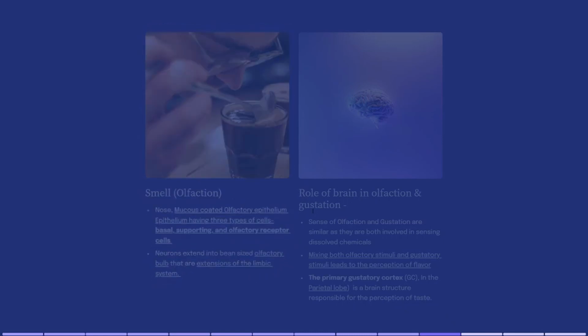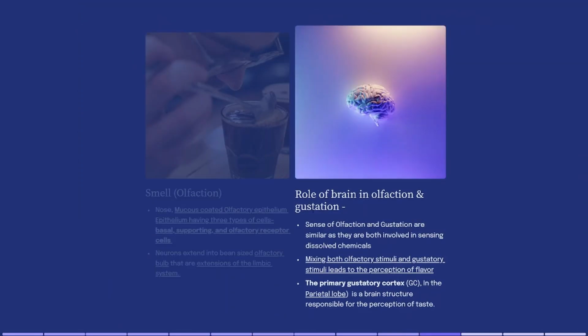Now moving to the role of the brain in olfaction and gustation. Olfaction and gustation are both involved in sensing dissolved chemicals, gustation through the tongue and olfaction through the nose. The flavor is perceived by mixing olfactory and gustatory stimuli in the CNS. There is something in the brain called the primary gustatory cortex, which is located in the parietal lobe, and it is responsible for perception of taste.